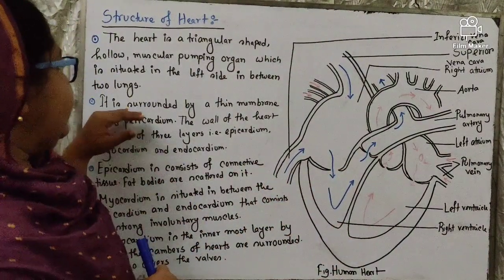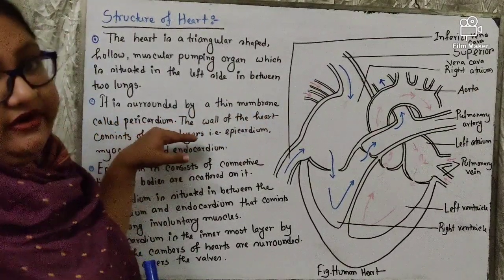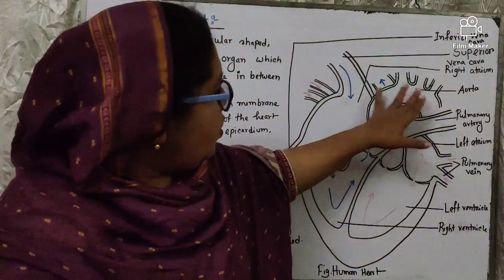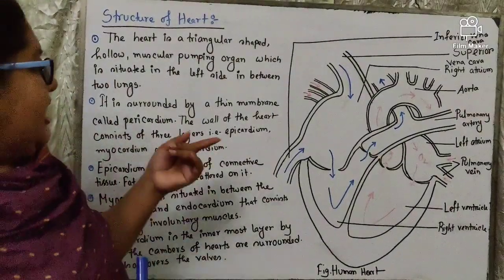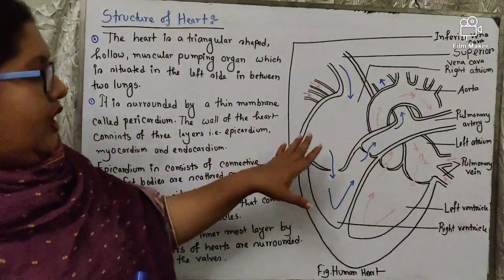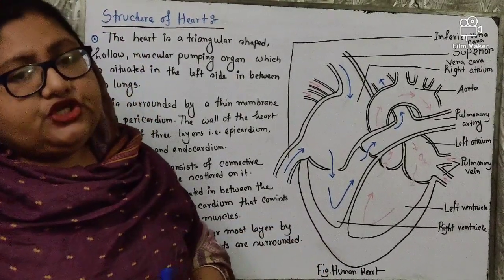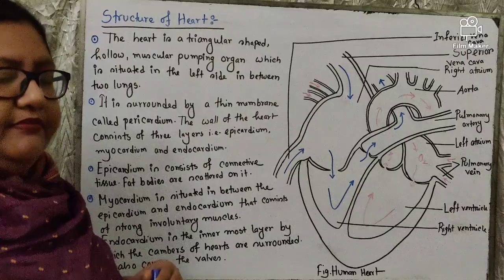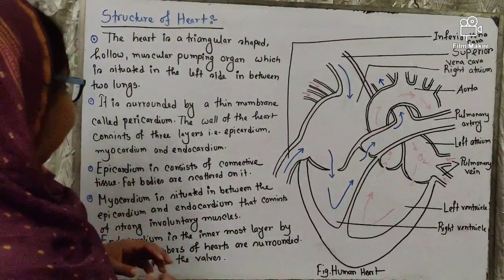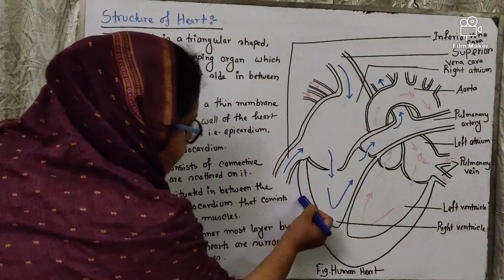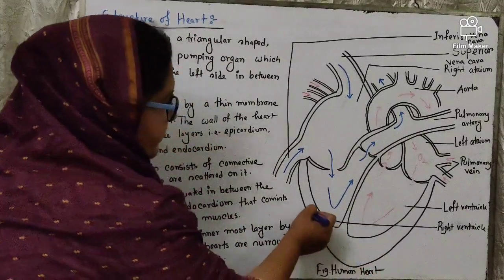Okay, it is surrounded by a thin membrane, which is called pericardium. That means this whole heart is surrounded by a thin membrane, which is called pericardium. The wall of the heart, this is the wall. The wall of the heart consists of three layers: the epicardium, myocardium, and endocardium. The epicardium. This is the outermost layer. This border indicates the epicardium.